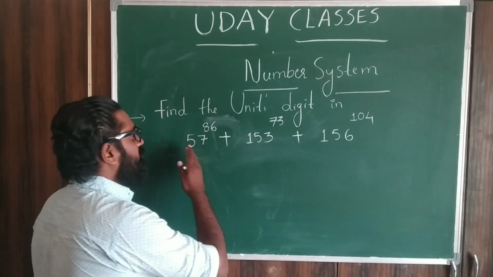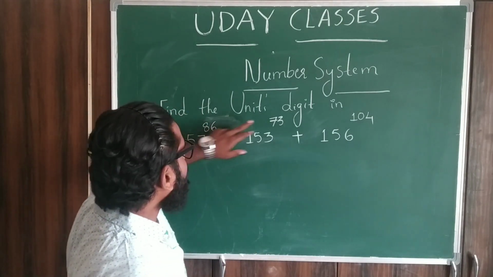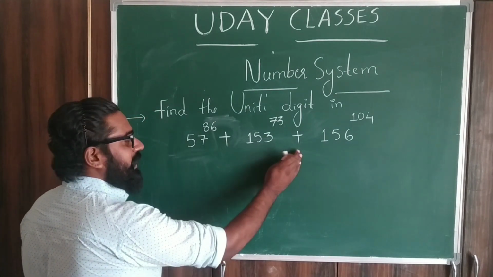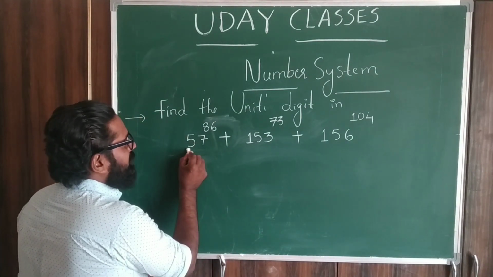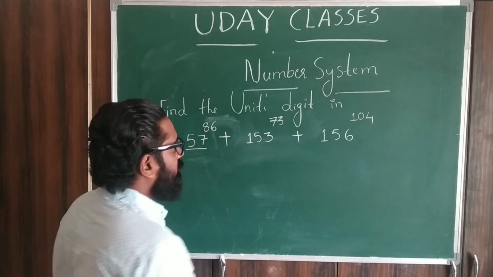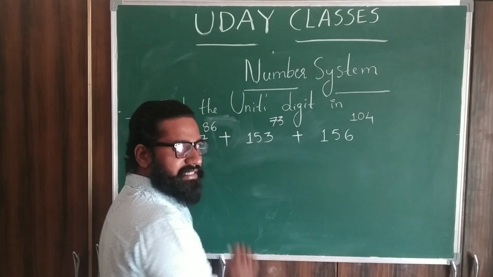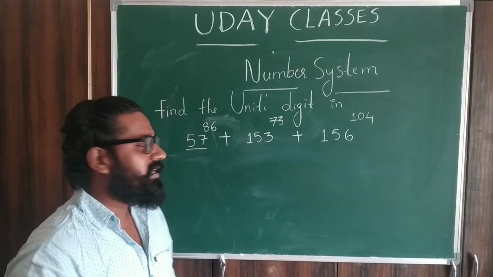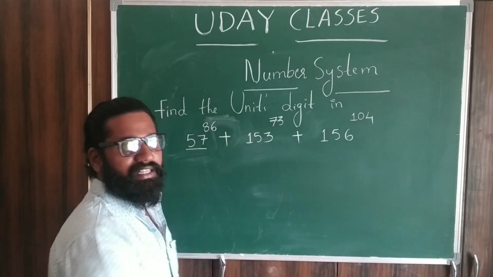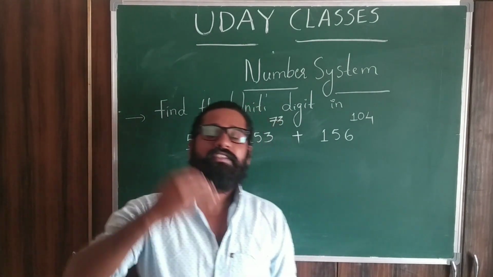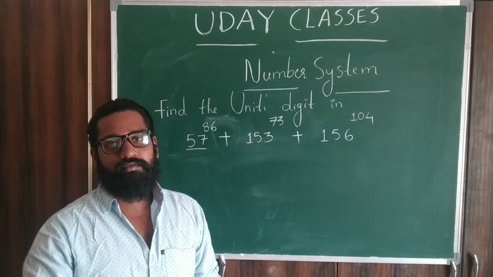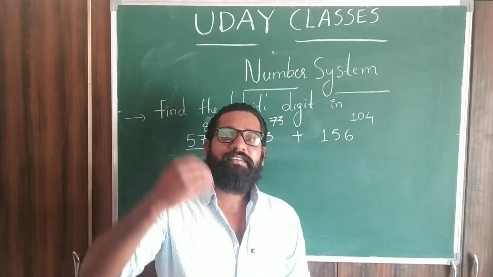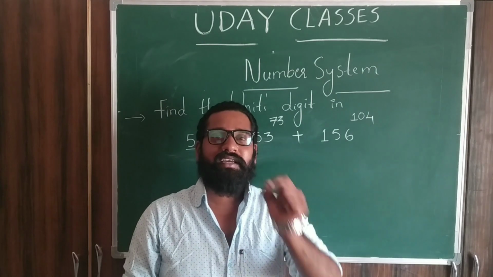So if you observe the question here, first is given that find the units digit in some product is given here. Product means this addition only. Coming to here, 57 power 86, 153 power 73 and 156 power 104. Suppose power 2, power 3, then we can manage. 7 square is nothing but 49 you will get. Like that, if power is very less number, then you can say directly.